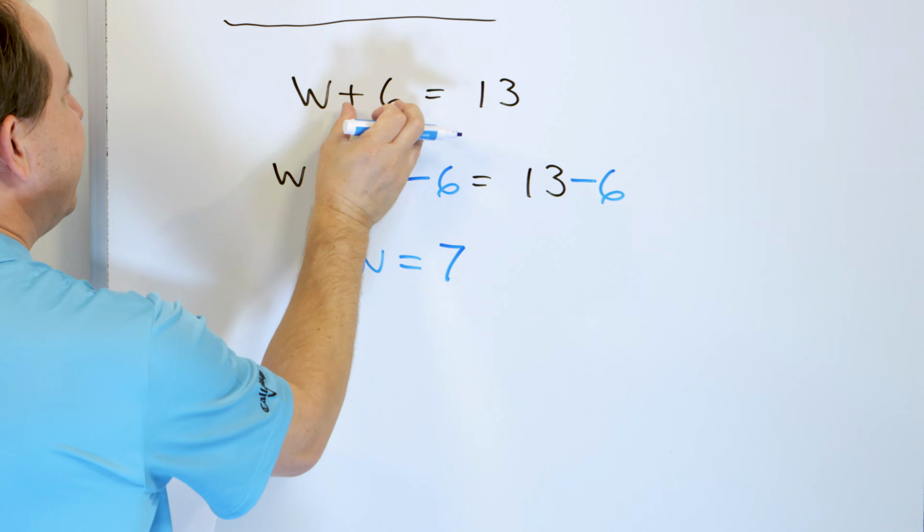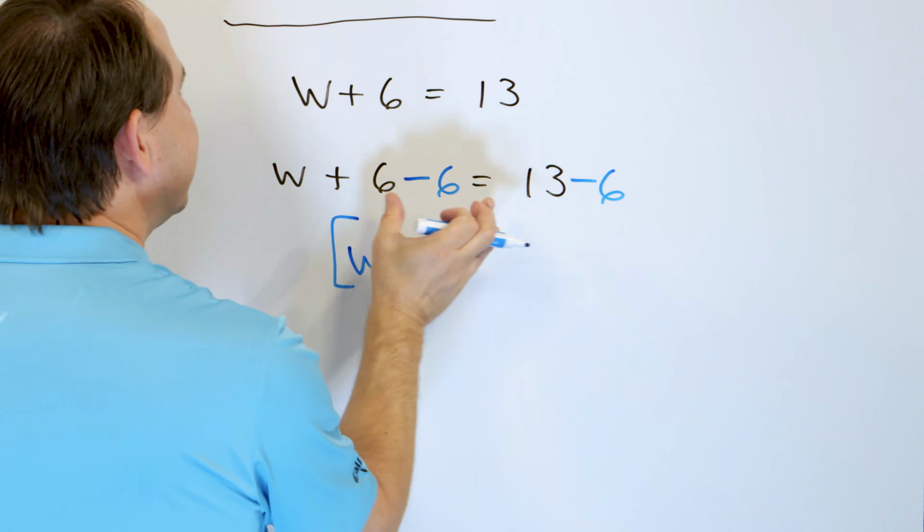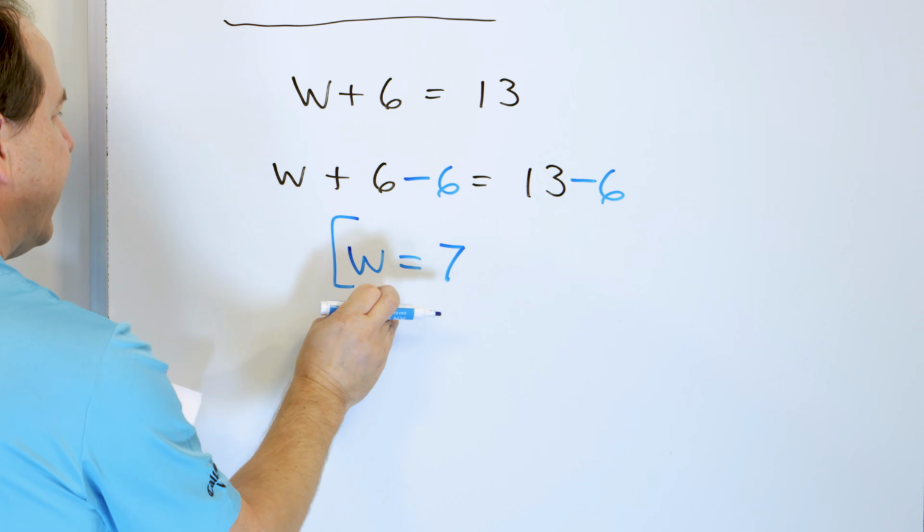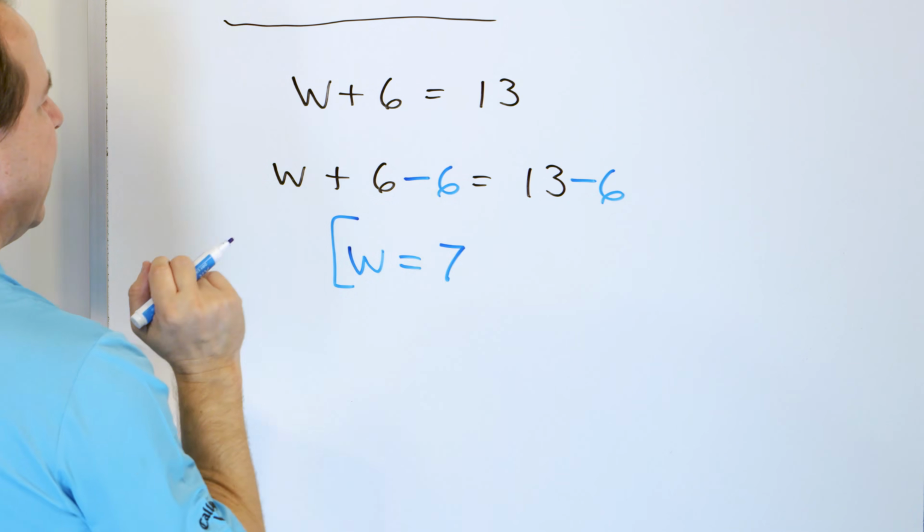You see how easy that was? We just do the opposite. Subtract 6, subtract 6. This goes to 0. W is left. 13 minus 6 is 7. Let's check.